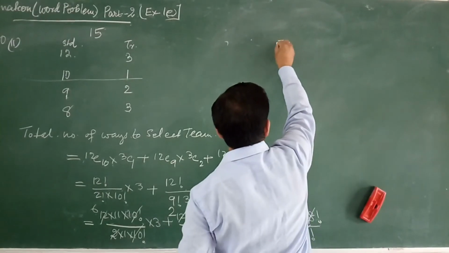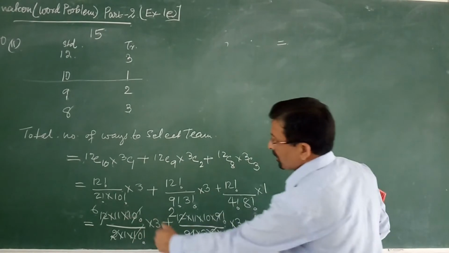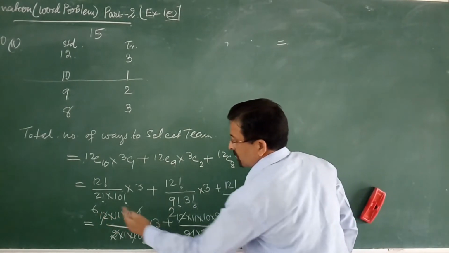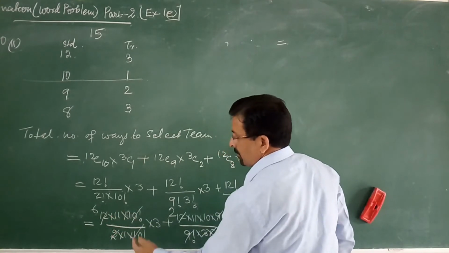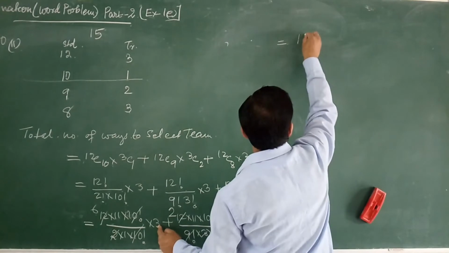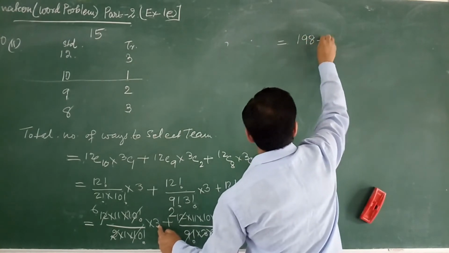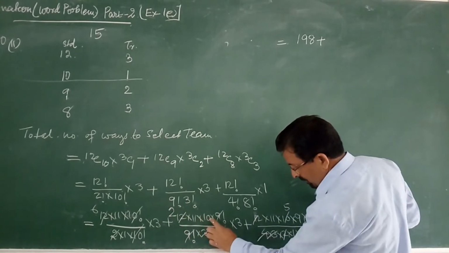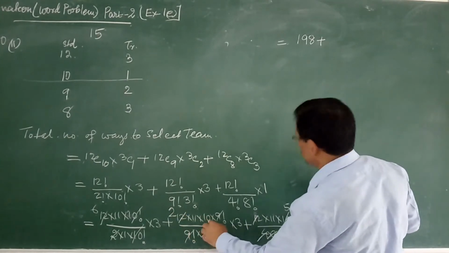Clear? From here how much do we get now? 6 into 11 into 3. So 6 3s are 18 into 11. Right? Or 66 into 3. It will become 198 plus, here we get 11 into 2 into 10. 22 into 10, 220.